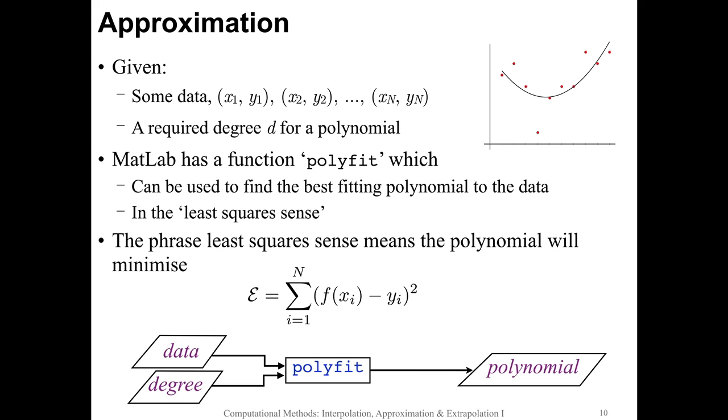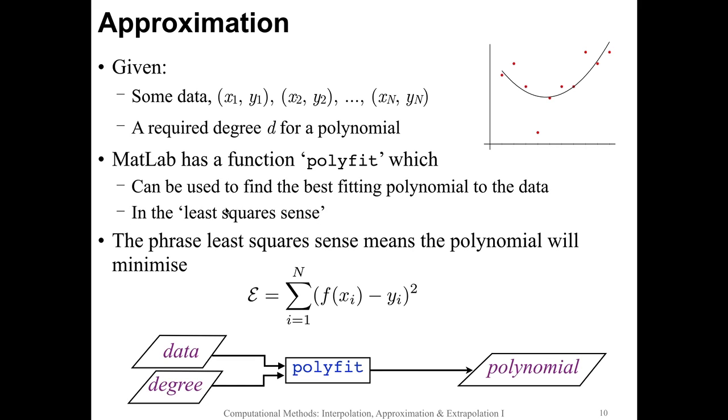So looking at it a bit more practically then, if we want to carry out approximation practically with a tool such as MATLAB, we might have some data consisting of locations and measurements from x1, y1 up to xn, yn, so we have n observations. And if we can specify a particular degree of polynomial d that we would like to use to approximate our data, then MATLAB has a tool called polyfit, polynomial fit, and this will find us the best fitting polynomial for our data in the least squares sense.